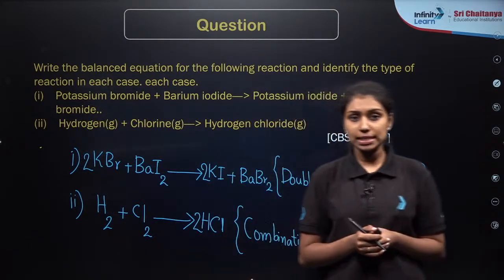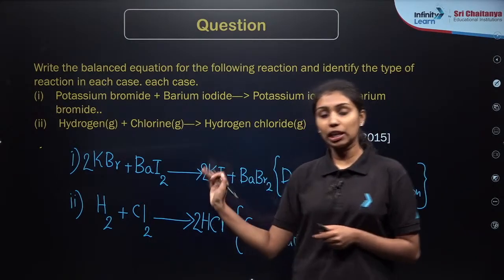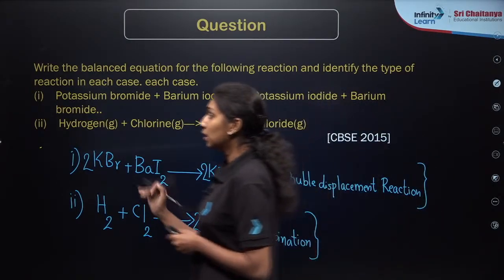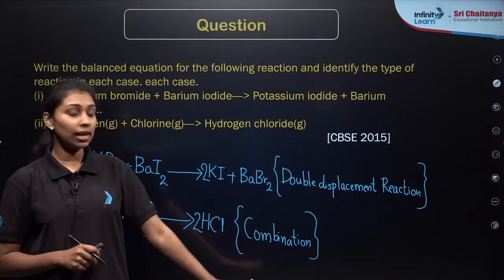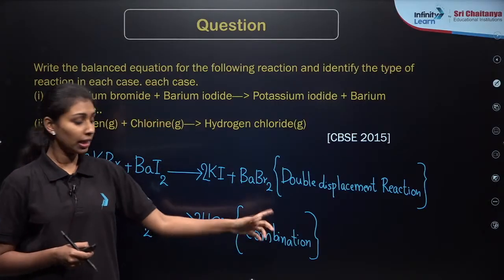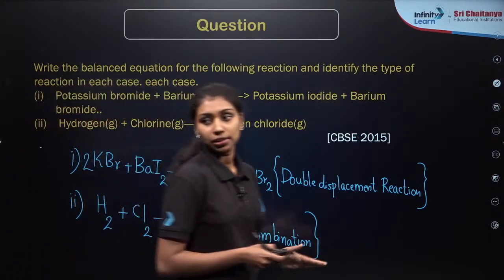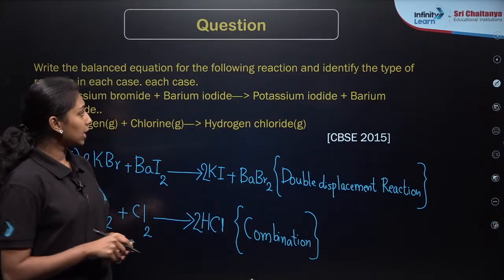So we have already discussed the types of chemical reaction. The question is completely based on the balancing of chemical equations as well as the types of chemical reaction. So from that you can identify the balancing of the chemical equations. So these are the balanced chemical equations, and these are the two different types of chemical reaction. First one is the double displacement reaction, and the second one is the combination reaction. Okay. Now we are moving to the next question.